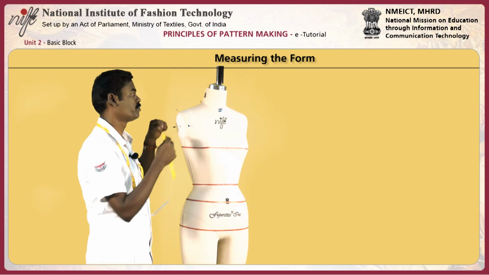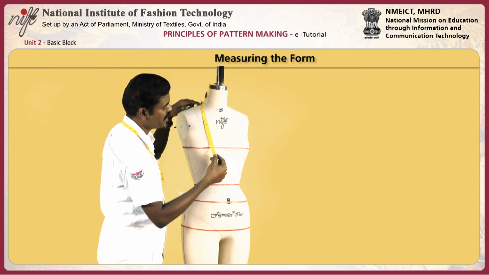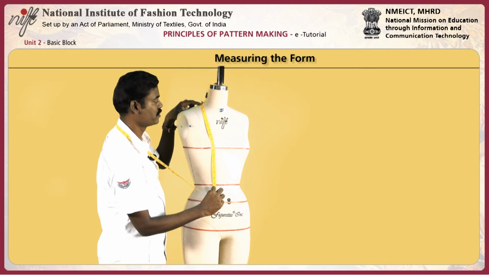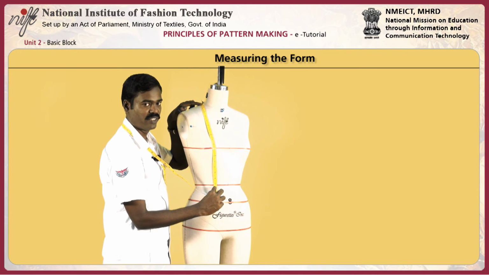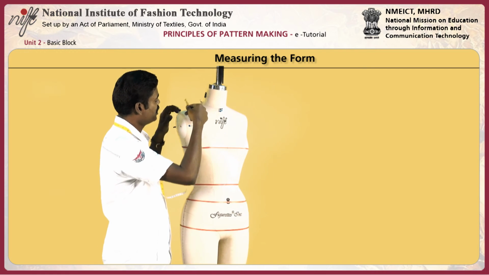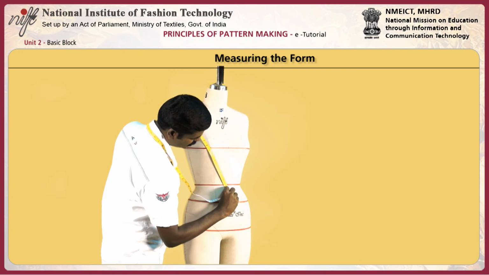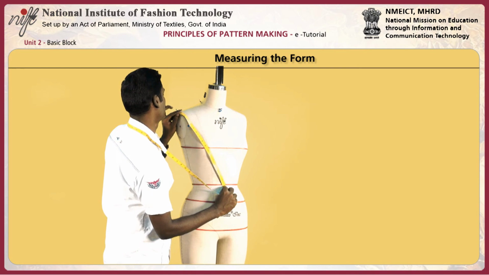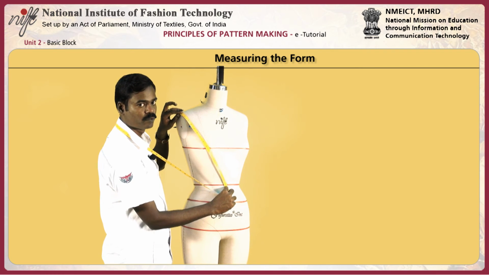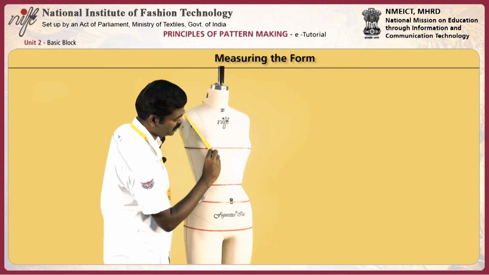Full length, measure shoulder at neck to waist parallel to the center front. Shoulder slope, measure shoulder tip to center front waist along the bust line. Bust depth, measure shoulder tip to bust point.